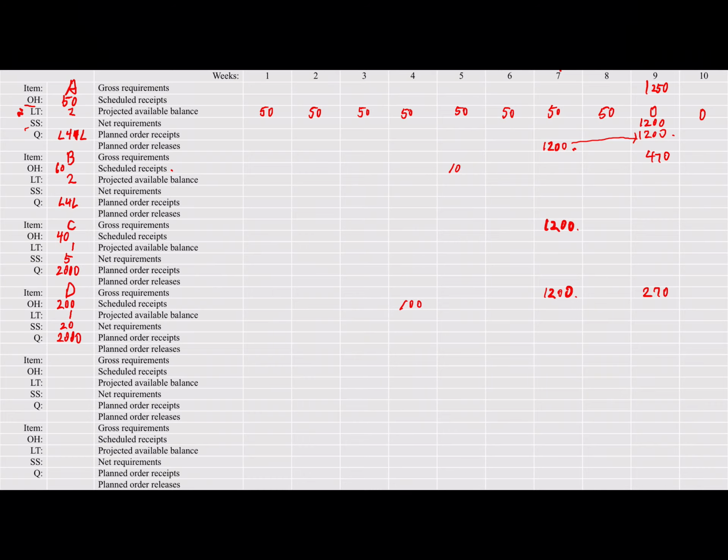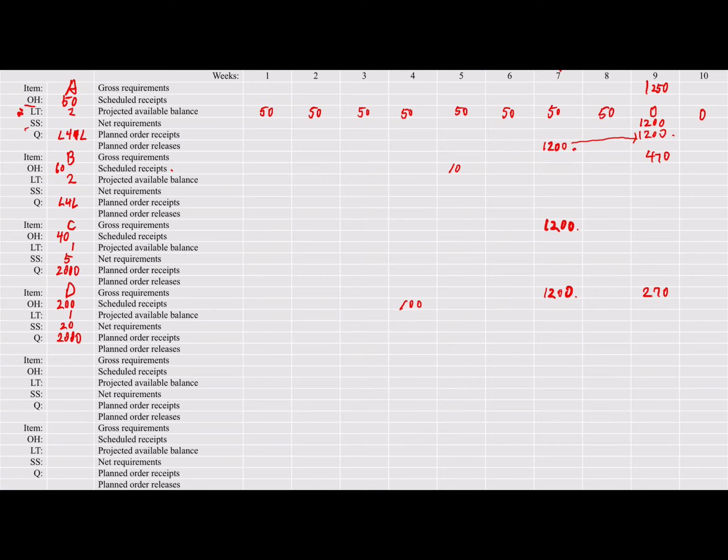Now we finished A. Basically after we finish A, you probably already understand the logic of how we compose this MRP table. Now, in order to give you a better idea, I'll work through the whole table, so just follow me on this logic. Next, let's look at B.